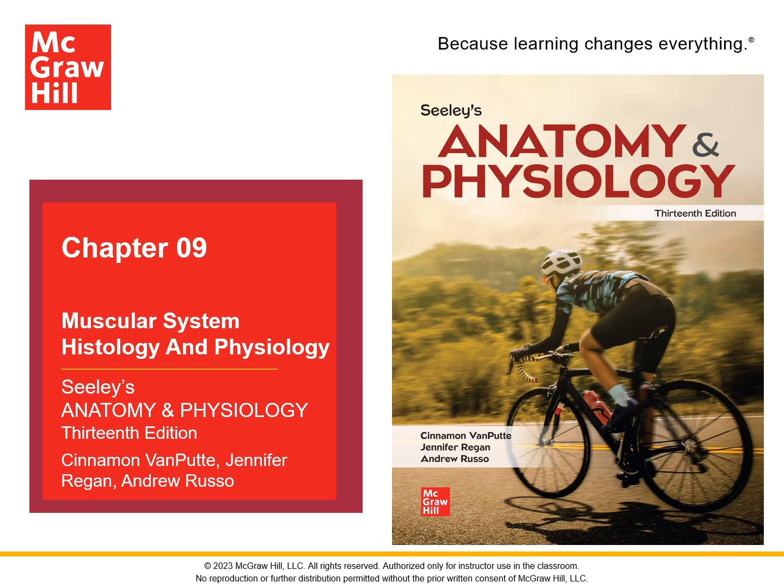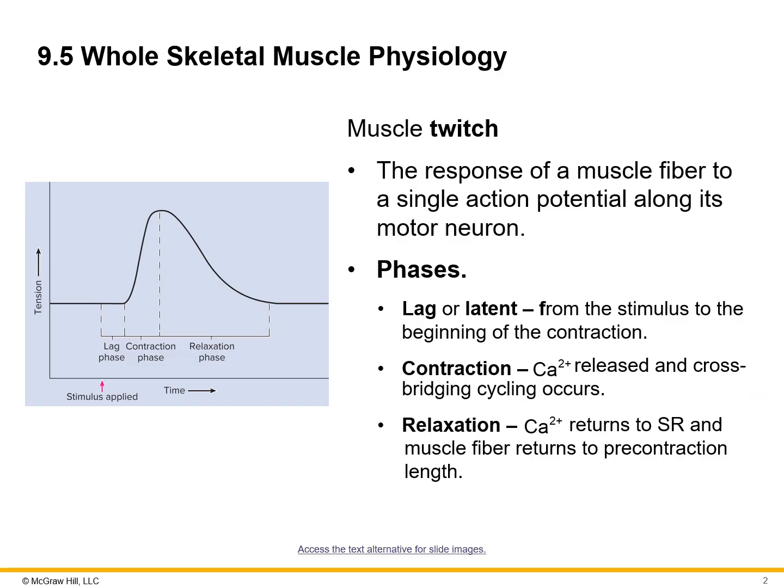All right, wrapping up chapter 9, looking at some more about the physiology. Now we're looking at the whole muscle. So instead of the individual sarcomeres and how they work, how does the whole muscle work together? We call this muscle twitch, which is the response of the muscle fibers to a single action potential coming down that motor neuron that we covered last time.